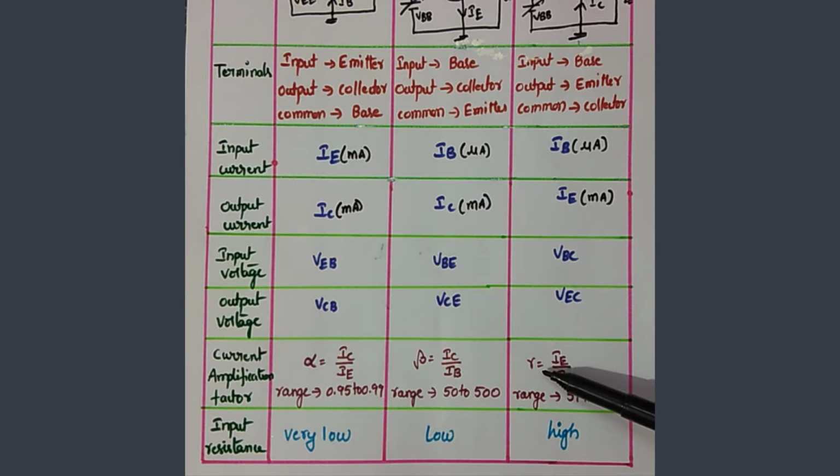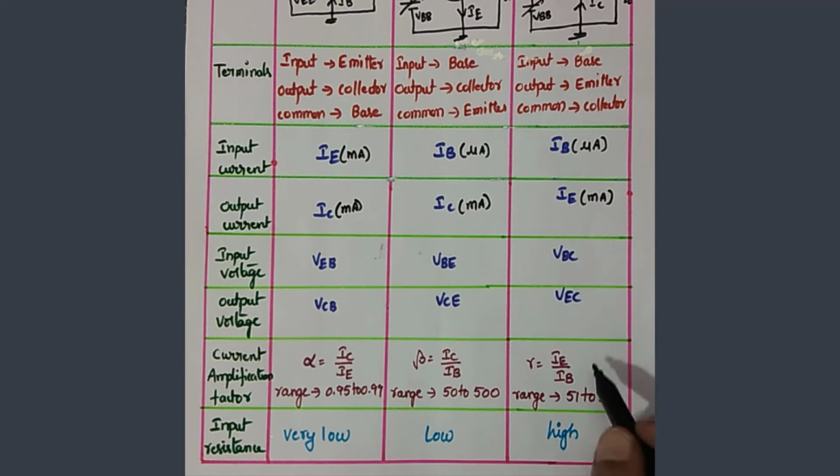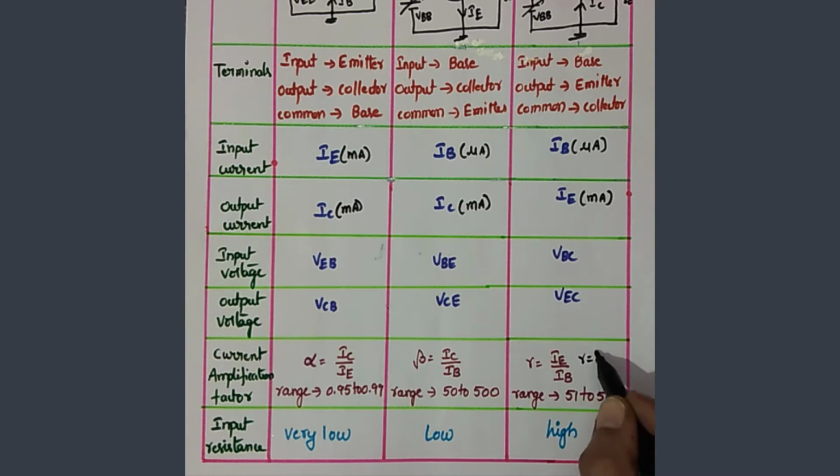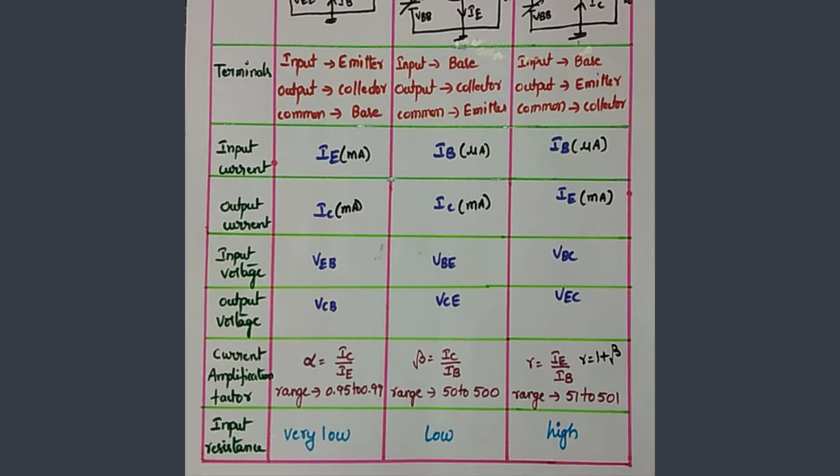And the next is gamma. Gamma is IE by IB. As IE is more than IC, here gamma is more than beta and the range is 51 to 501. So here gamma equal to 1 plus beta.